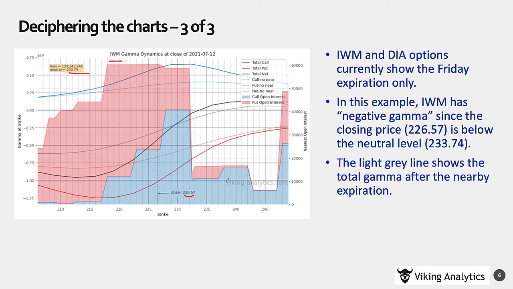I also want to highlight that the light gray line in all the charts shows the total gamma after the nearby expiration. So when you have a lot of gamma expiring, like in this case with IWM this Friday, you can see a big difference between the black and the gray lines. And that's meaningful because when there's a lot of gamma expiring, you can either expect more risk if it's negative gamma, or you can expect more of a pinning effect if you're in a positive gamma range.